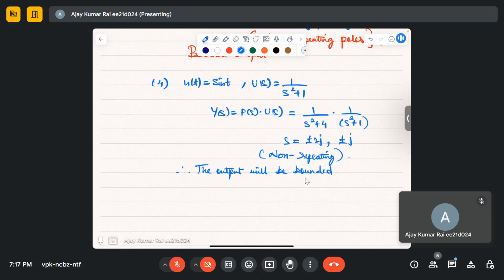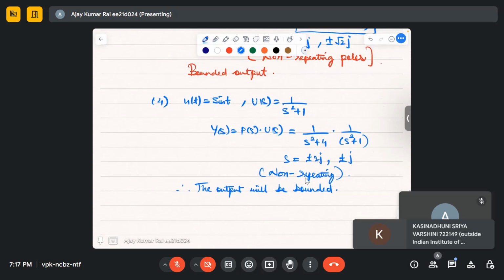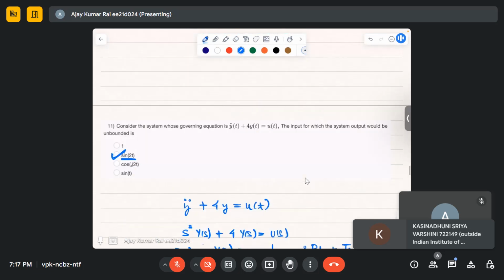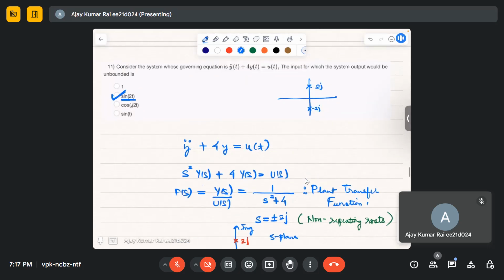Whatever I am doing here has already been taught. In case you have any doubt, go to the lectures. So we have solved this question. Only for sin 2t are we getting an unbounded output, only for this particular input, because the system poles are here. Because of only one input, you'll get an unbounded output, sin 2t. So this is a marginally stable system.